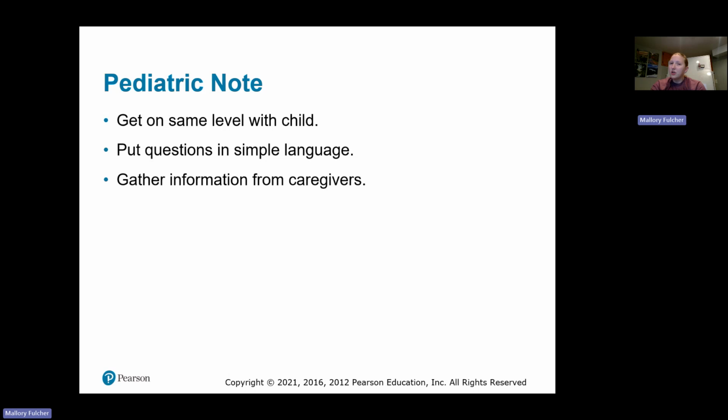Use language that they can understand, right? Instead of saying, do you have hypertension, we'll ask it in plain English. Use that simple language. Does anything hurt? Can you point to where it's at? Did you fall down? Something like that, right? And then of course gather information from caregivers as well.